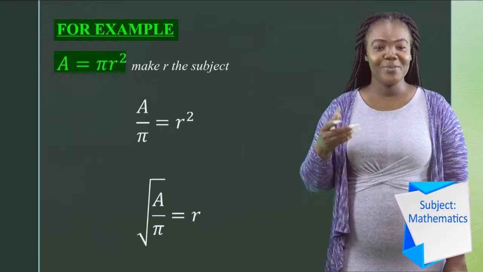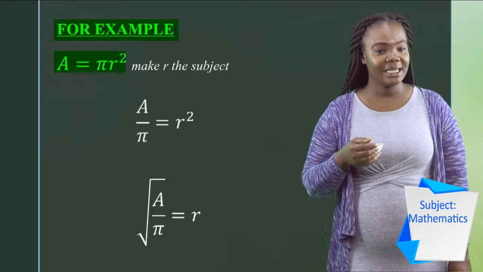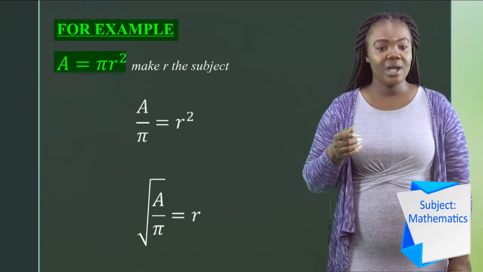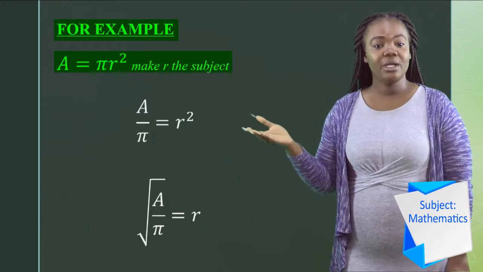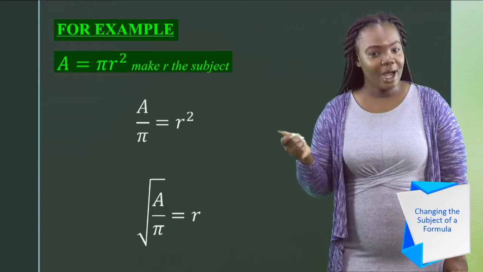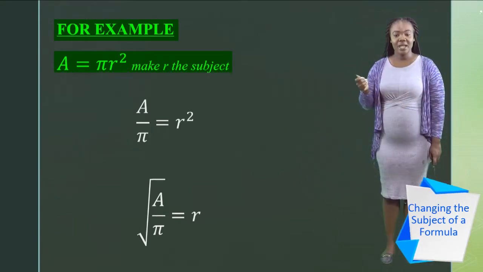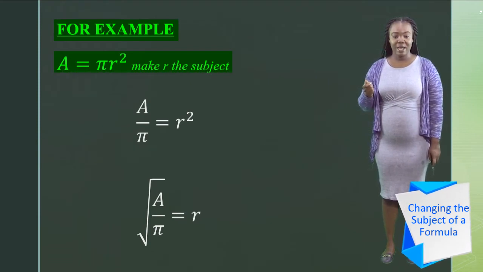And yes, I know you might be saying that the formula looks familiar. That is because it is the formula to find the area of a circle. But in this instance, we are transposing it to make r the subject of the formula. And we know that r is the radius. But we're not looking at area in this lesson. So let's continue.